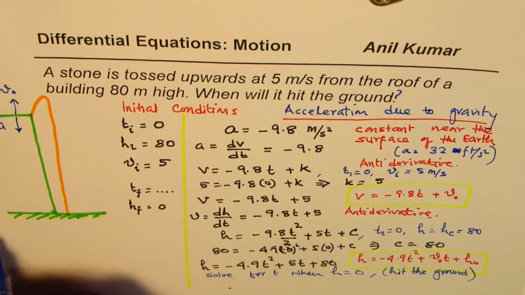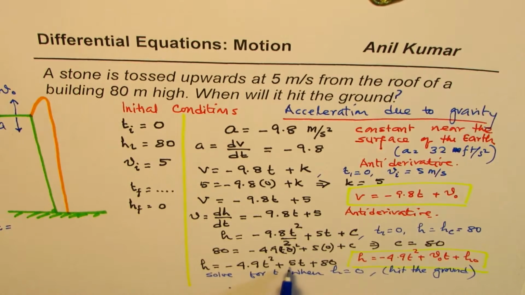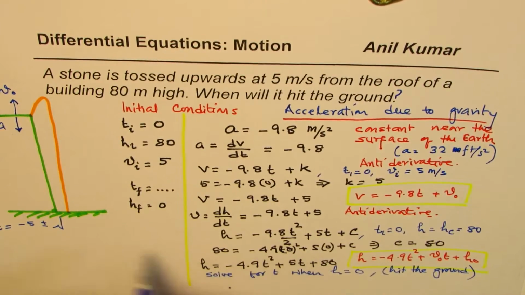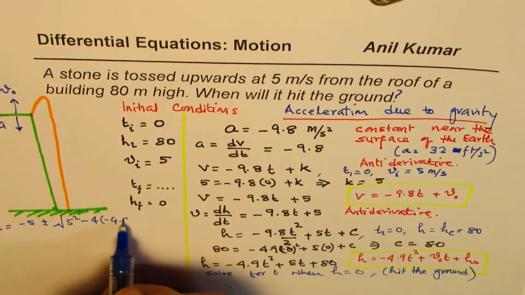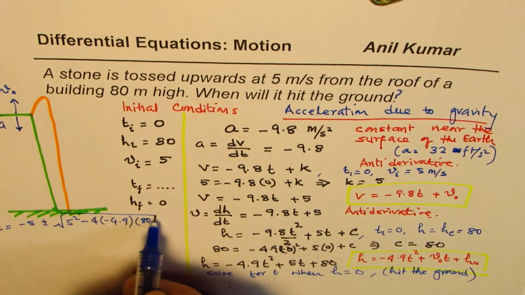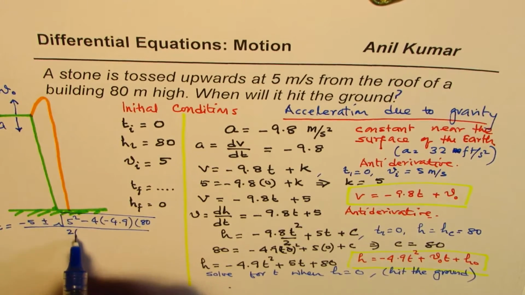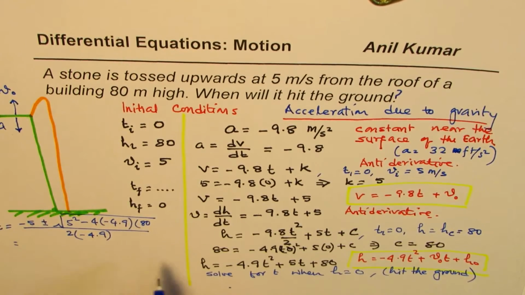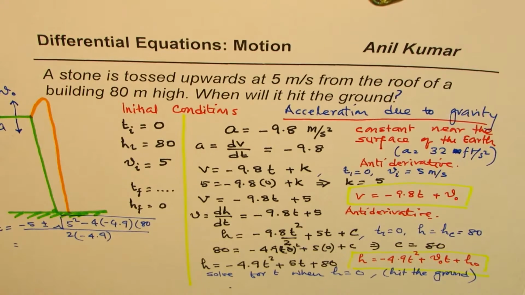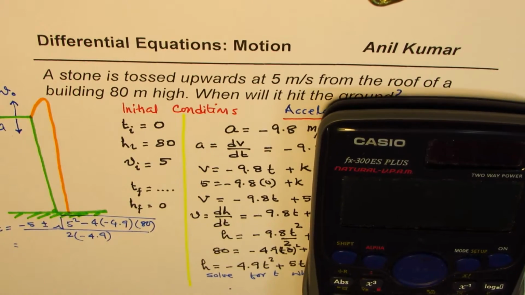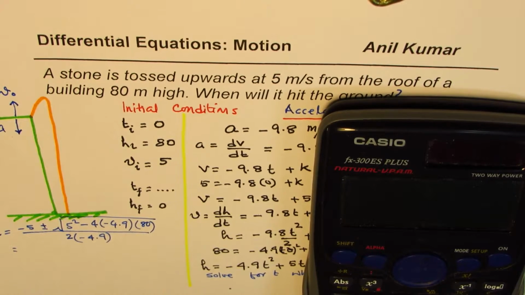Okay, so t can now be written as equals minus b, which is minus 5, plus minus the square root of 5 square minus 4ac, 4 times minus 4.9 times c, which is 80, divided by 2 times minus 4.9, all this. Now you can actually pause the video, calculate this answer, and then write it down. t has to be positive, so you have to take the root which is positive. That's the whole idea, right?